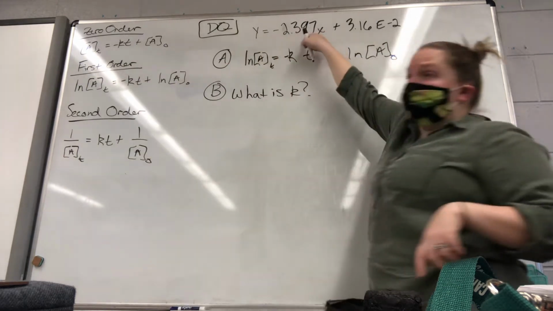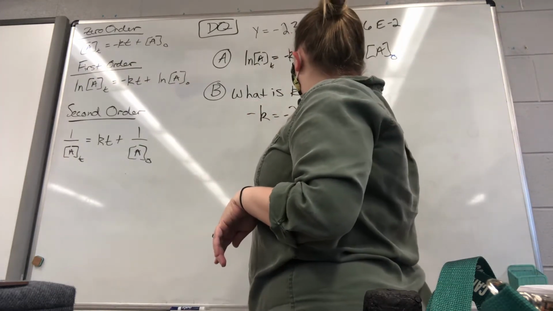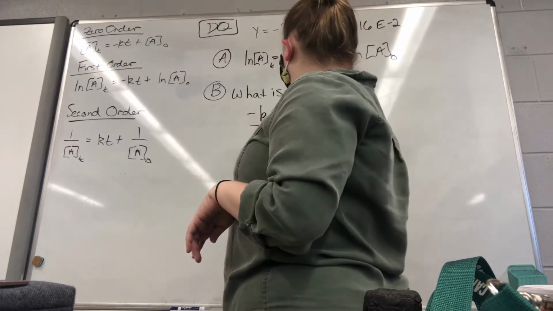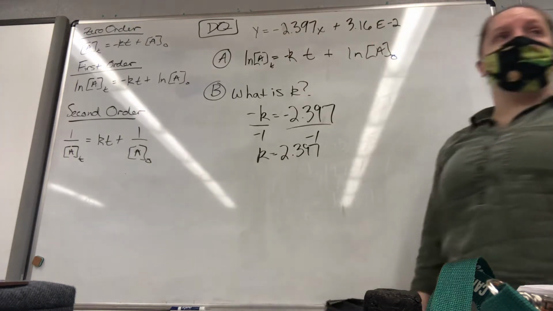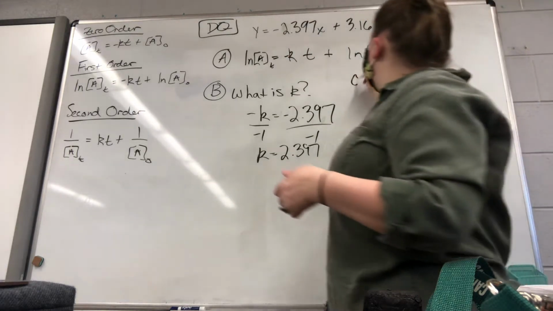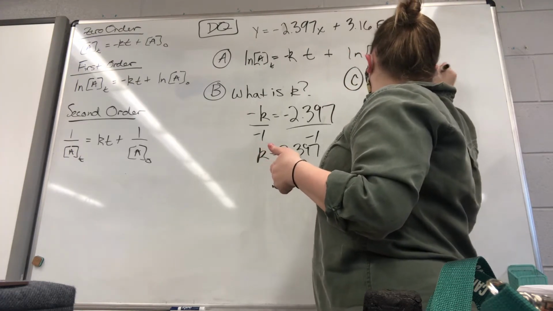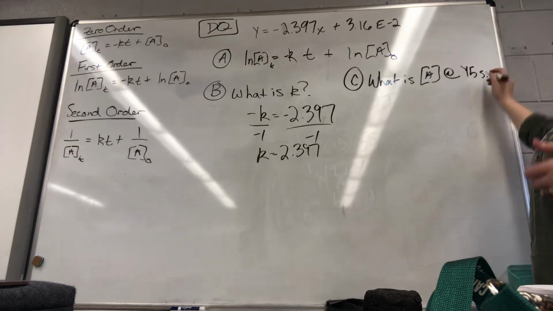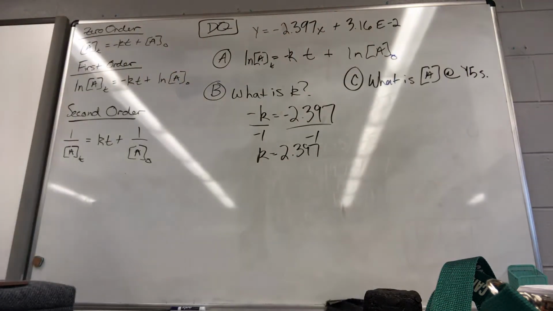Again, you're going to set the slope equal to negative K. Cancel out the -1. Good so far? Okay. Part C says, what is the concentration of A at 45 seconds? So next thing I'm going to do is realize 45 seconds is time.